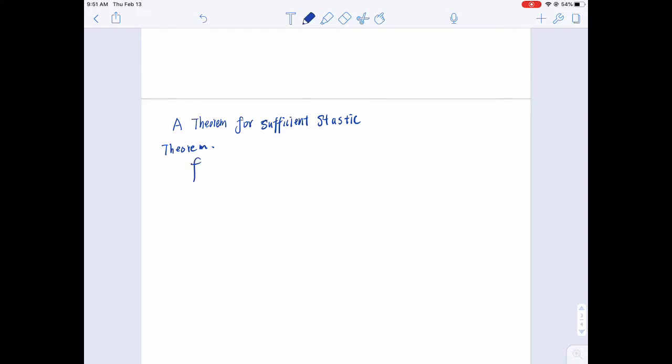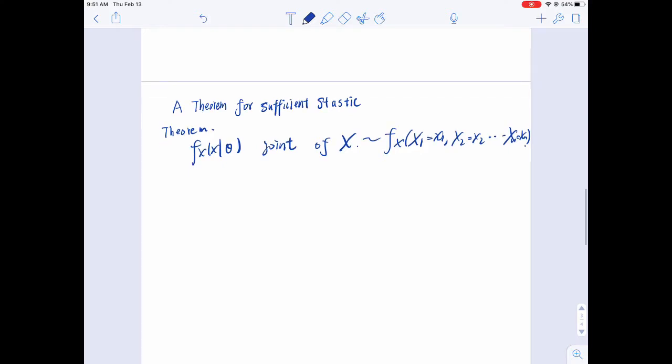Imagine we have fX(x) to be the joint distribution of X. Just to be clear, this actually means that X1 is equal to x1, X2 is equal to x2, Xn is equal to xn. That's what it means when they say this is a joint distribution. And we also have qT, which is a PDF of T(X).